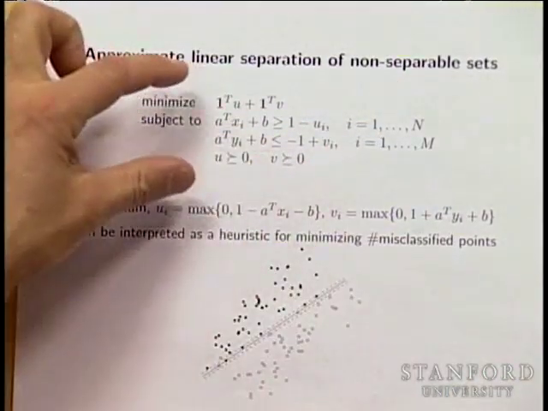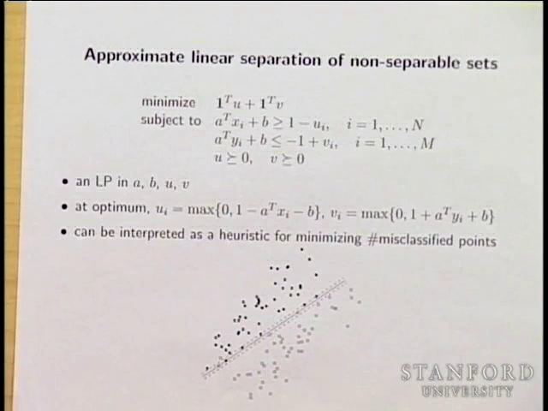And indeed, if you solve this problem, it does really well, and you get something that will typically misclassify a small number of points. Is it the minimum number of points? No, we don't know, and probably don't know.